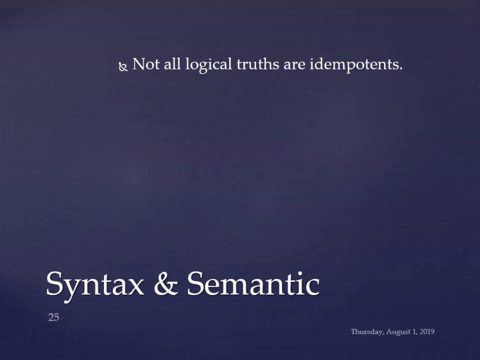Now, not all logical truths are idempotents. That's different from saying that all idempotents are logical truths. Here's an example. This is a logical truth. This cannot be false. There's no way to make this whole thing have a true antecedent and a false consequent, because the consequent cannot be false. It's a logical truth. You see that? Since its consequent is logically true, I cannot make a true antecedent and false consequent.